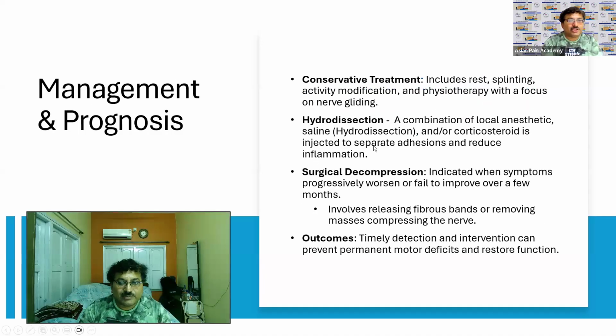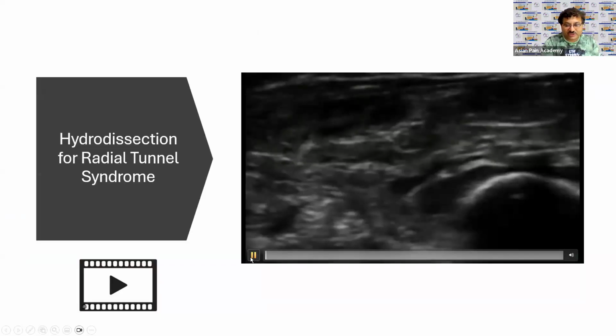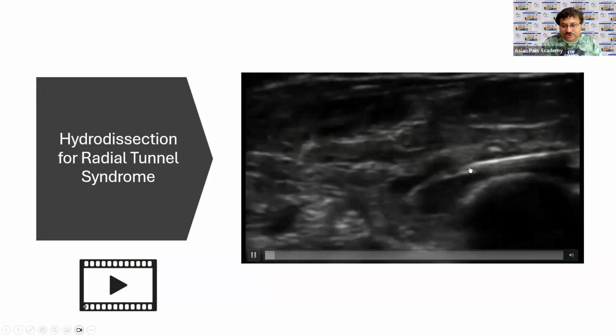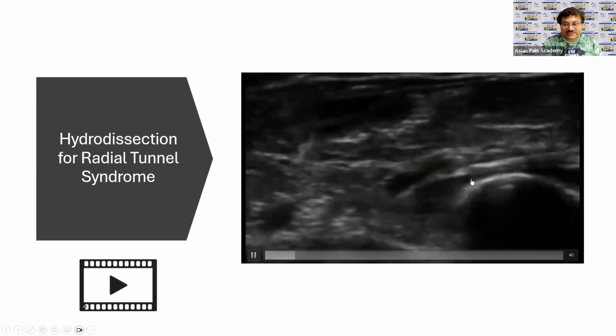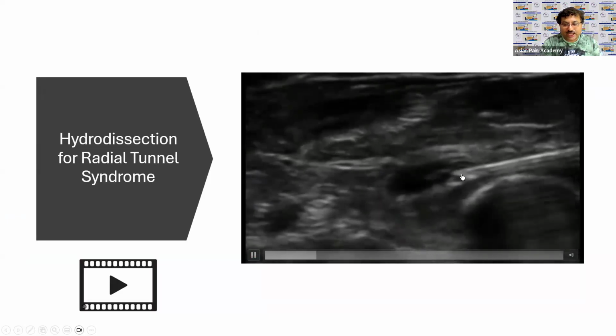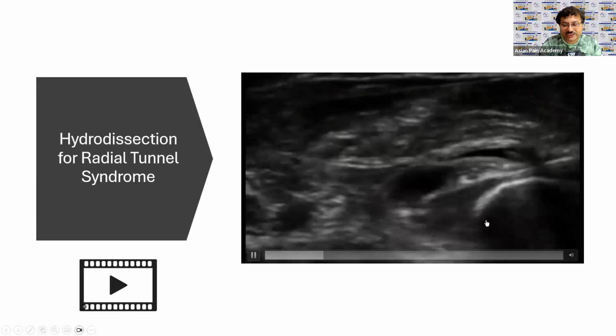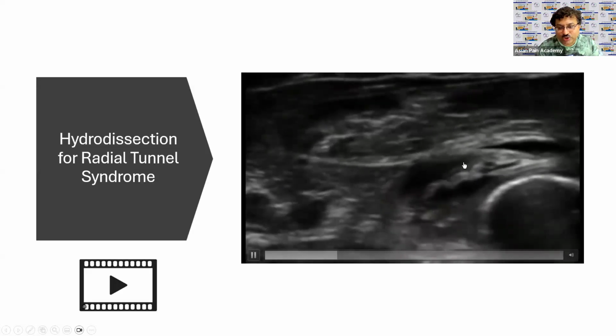Now coming to the management. We have conservative management, hydrodissection, and surgical decompression in this area. So let's see hydrodissection for the radial nerve. Here in the short axis view, in between the two layers of the supinator, the needle is passed close to the posterior interosseous nerve. First we inject at the top of the nerve, and then we go below the nerve to produce a halo around the nerve.